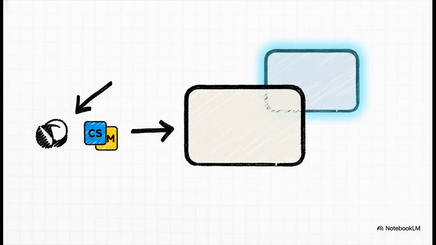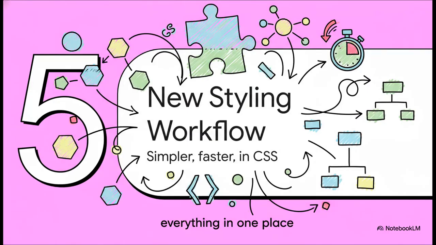Check out this card component. It uses Tailwind for all the basic styling, the padding, the borders, the background colors, but for a more complex hover effect that uses a .after pseudo-element, it just pulls in a small, scoped CSS module. This is that best of both worlds approach in action. So let's just zoom out for a second and look at the big picture. This combination of tools really does create a brand new styling workflow. One that's just fundamentally simpler, way faster, and it keeps everything you need all in one place.